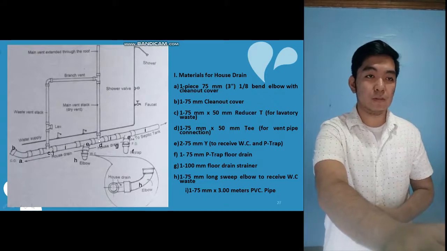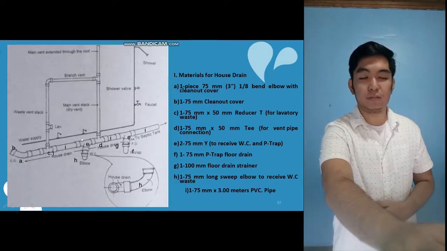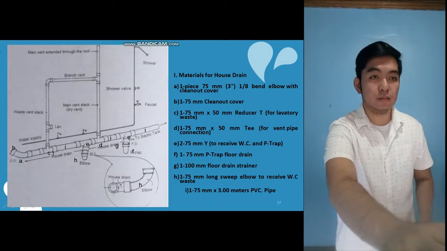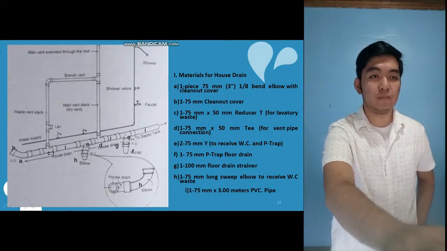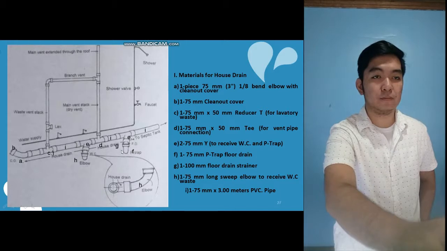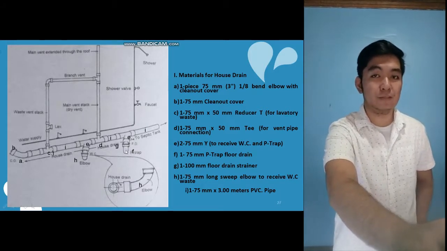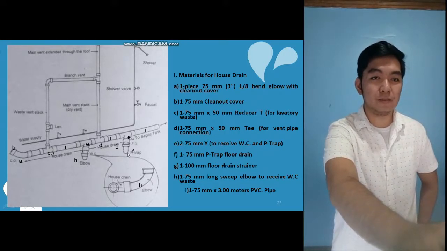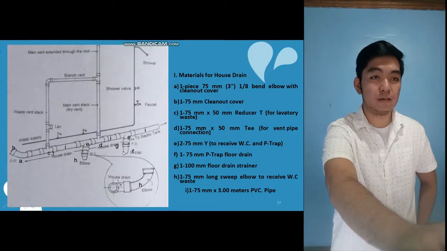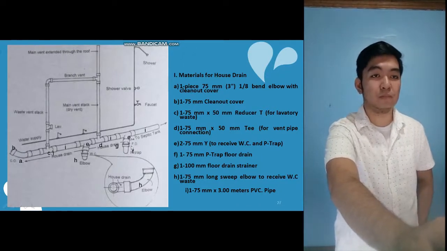So next is for E, duha ka buok na Y to 75 mm ang size. So wala siya. Then one piece of 75 mm P-trap for floor drain sa F. So mao ni siya, P-trap. So one piece, next is one piece na 100 mm floor drain strainer. So that's letter G, right? So kanini gini, taas sa P-trap, which is kani F.